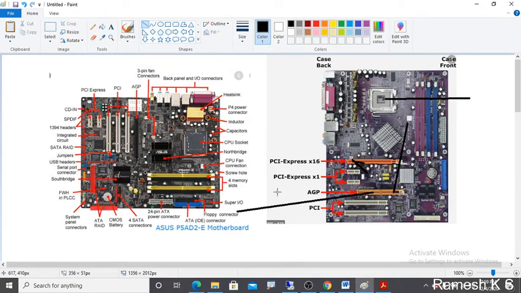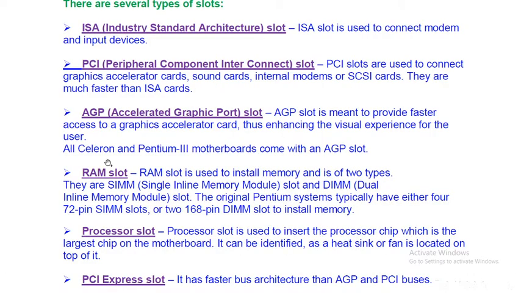See, in the motherboard we can see this is the AGP slot. All Celeron and Pentium 3 motherboards come with AGP slots. These motherboards have an AGP slot, but earlier Pentium 2 and Pentium 1 motherboards do not contain any AGP slots.